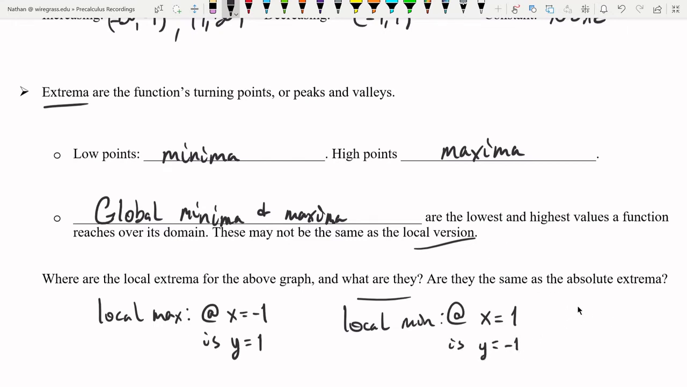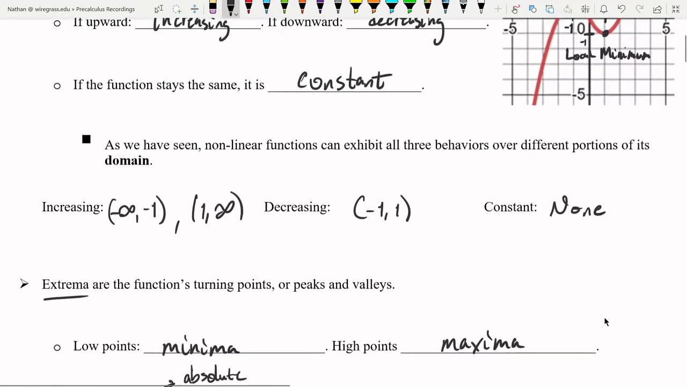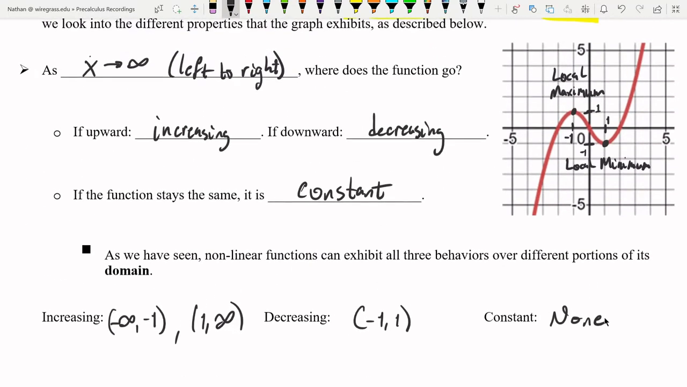Now, I should say that global is also called absolute. It's the same kind of idea. Global and absolute mean the same kind of thing for what we're talking about here. Now, are these local extrema the same as the absolute or global extrema? No, because this function continues indefinitely downward and indefinitely upward. So these cannot be global or absolute extrema. They're only local.